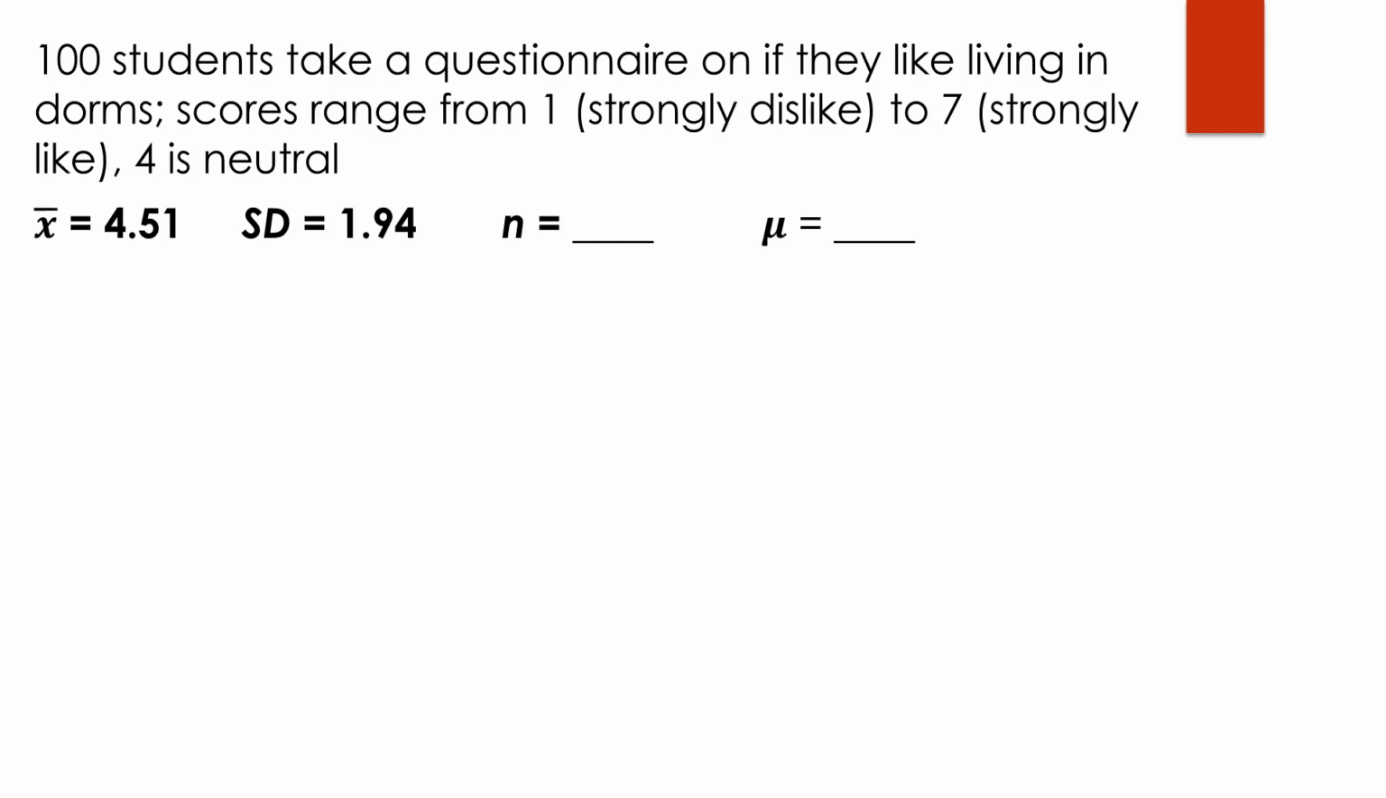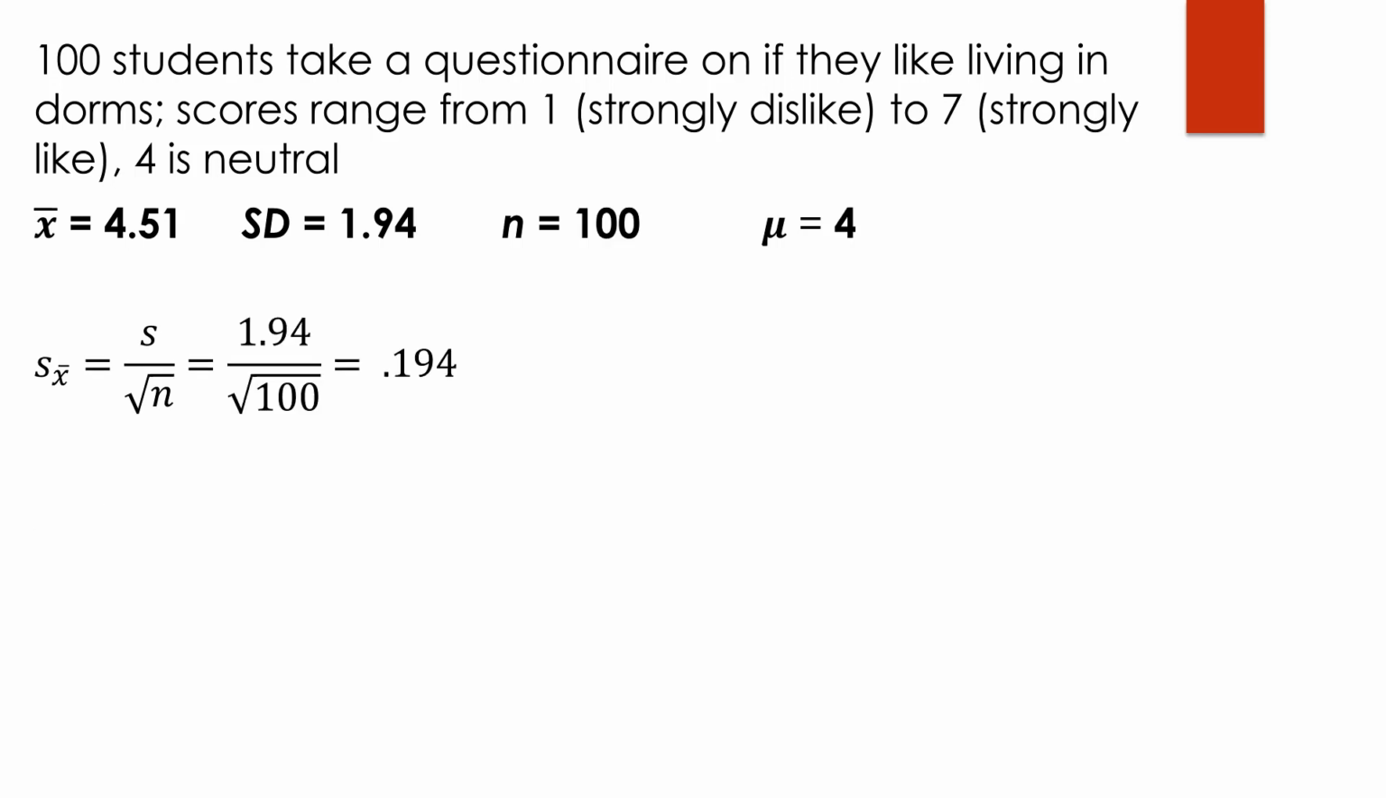Now we need to find n and our population mean. What should you fill in for those? Well, n should be 100. We know that from the context. And the population mean should be 4. That's our presumption. So now we have to do our calculation. Pause the video, try calculating the things you need to, and then continue on to see if you got them right.